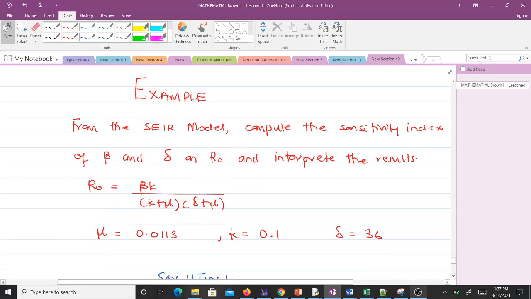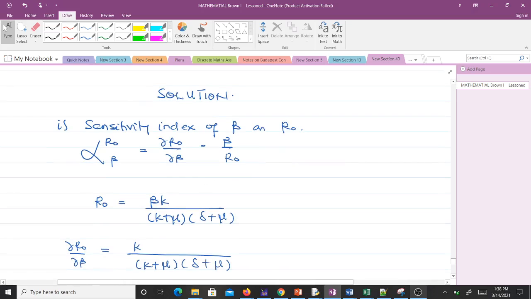So example, from the SEIR model, we are to compute the sensitivity index of beta and sigma on R naught and interpret the results. Our R naught has been given to be beta kappa over kappa plus mu all times sigma plus mu, where mu is 0.0113, kappa is 0.1, and sigma is 36. So note the parameters of interest here are what? Beta, and after that sigma. So we take the first one, the sensitivity index of beta on R naught. The formula will be del R naught over del beta times beta over what? R naught.